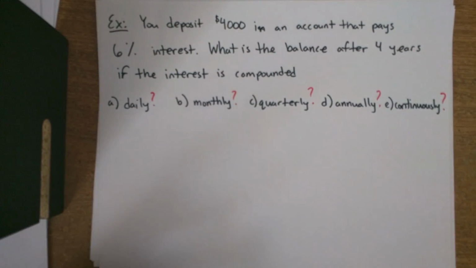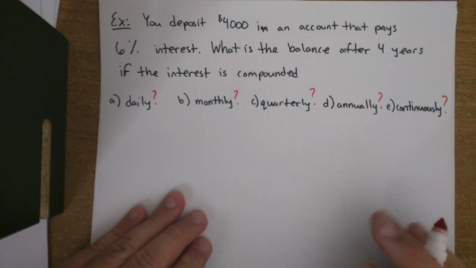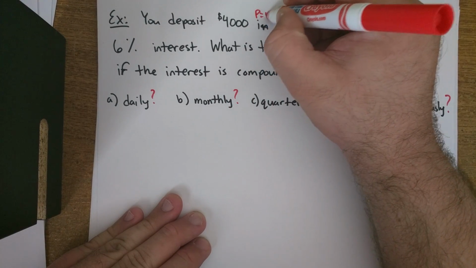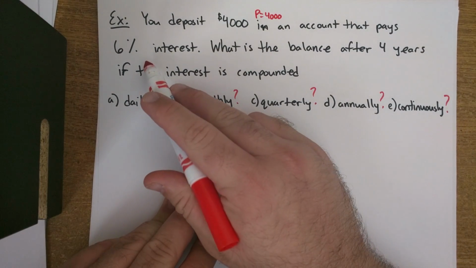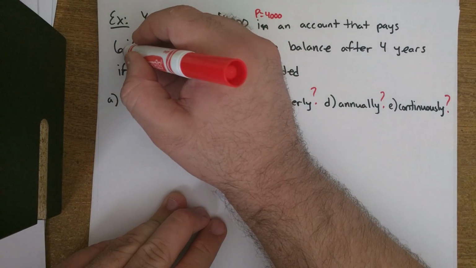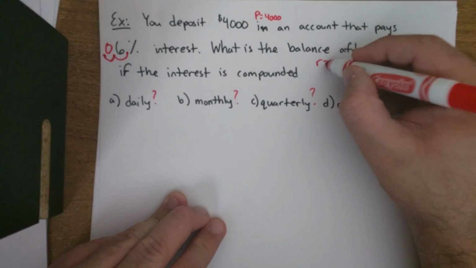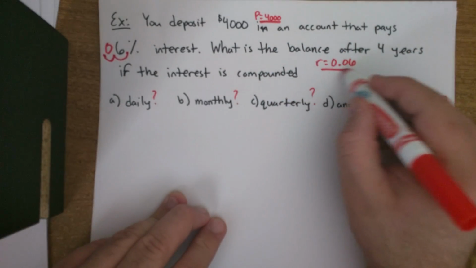We're going to be using our calculators for this. So let's go ahead and just identify a few things. P is 4,000 because P is our initial amount. Our interest rate is 6%, but here's the decimal. We're going to have to move it over twice. So really, our R is 0.06. So we have our P, we have our R.